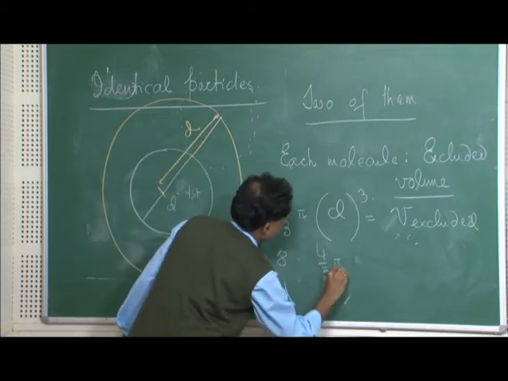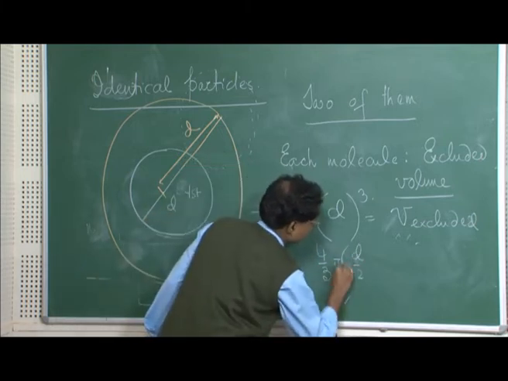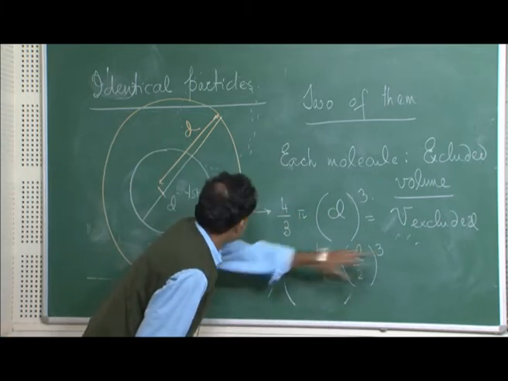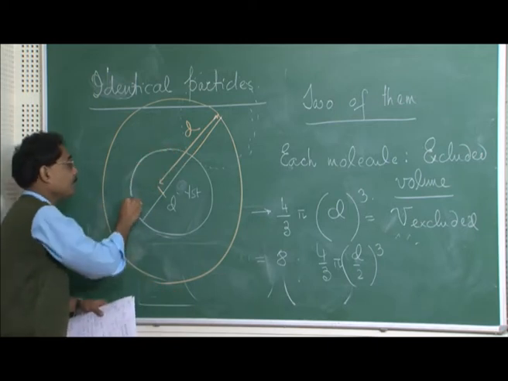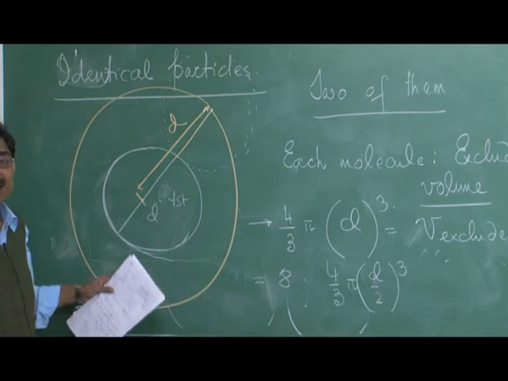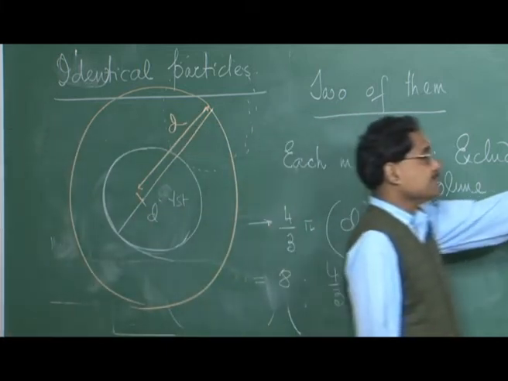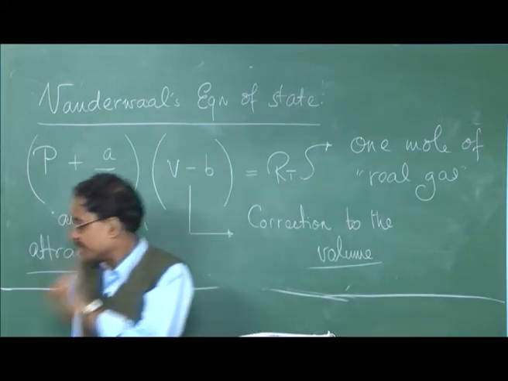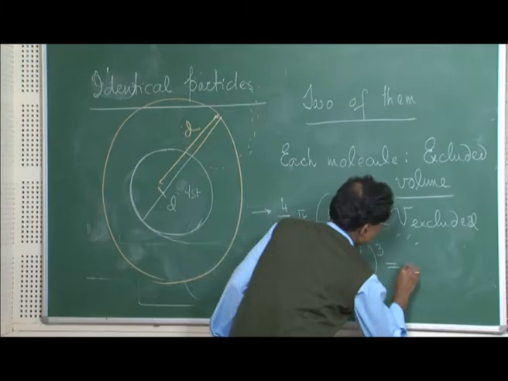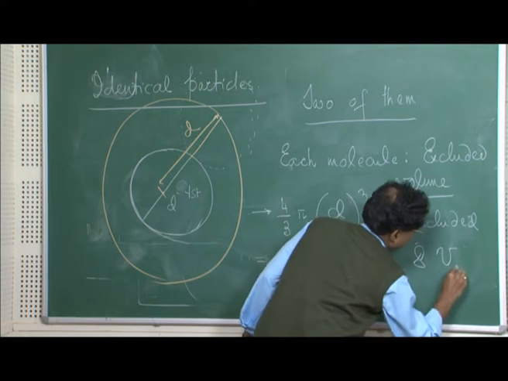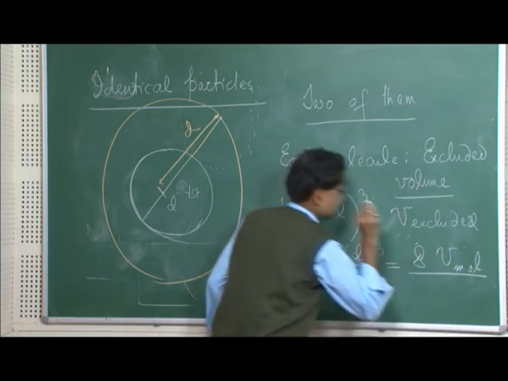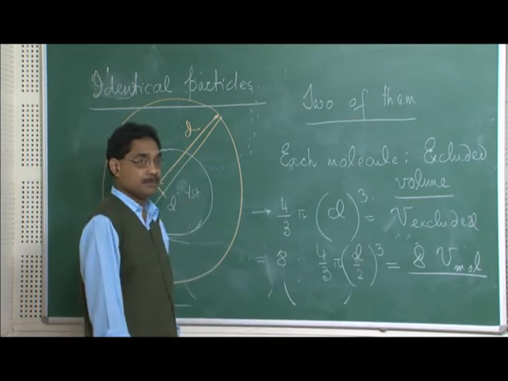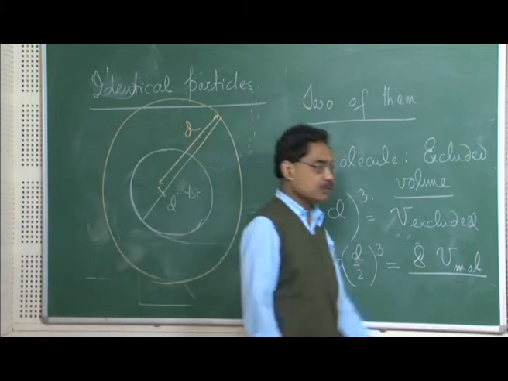8 times 4/3 pi (d/2) cubed. Well, immediately I know what 4/3 pi (d/2) cubed is. This is the volume of my molecule. If you remember, initially I started by saying that B is proportional to the volume of a molecule. Is that clear? If that is clear, you see it is 8 times V molecule. It is not the velocity, it is rather the volume of a molecule, assuming the molecule to be a hard sphere of diameter d.